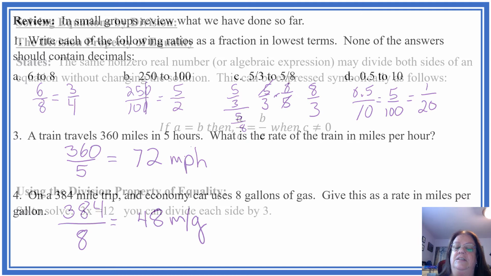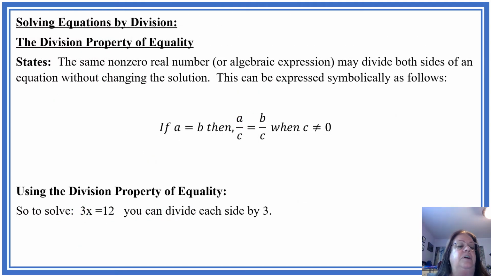All righty, that's our review. That's what we've done so far. All right, solving equations by division. The division property of equality. This states the same non-zero real number or algebraic expression may divide both sides of an equation without changing the solution. This can be expressed symbolically as follows. If A is equal to B, then A over C is equal to B over C, when C is not equal to 0. Sorry, C cannot be 0.